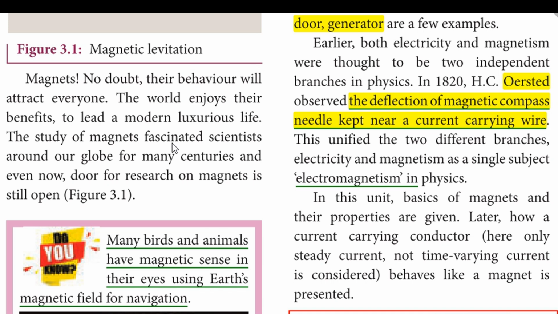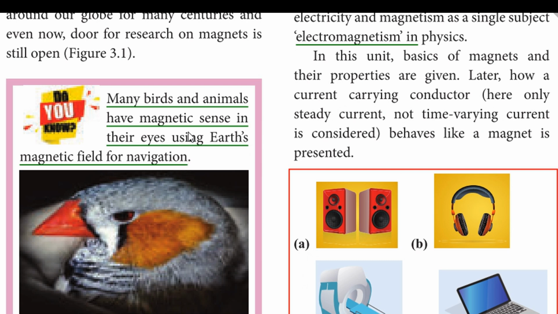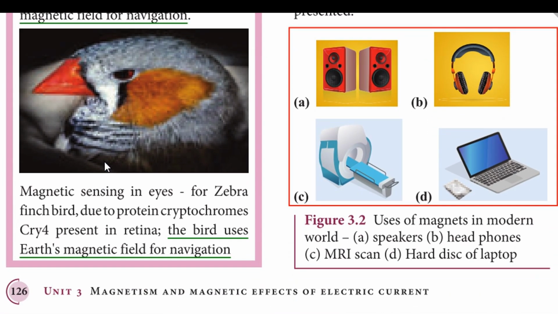The study of magnets fascinated scientists around our globe for many centuries, and even now, the door for research on magnets is still open. The birds and animals use their magnetic sense in their eyes. For navigation, they use this magnetic field. Magnetic sensing in the eyes of the zebra finch bird is due to the protein cryptochrome, that is CRY4, present in the retina. The bird uses the magnetic field for navigation.